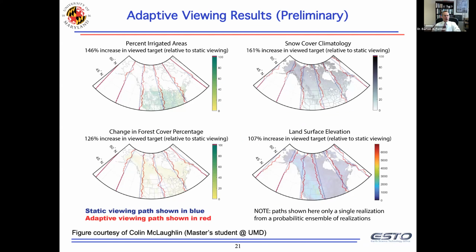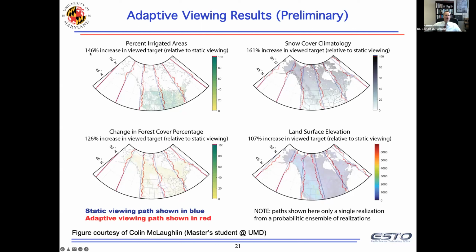We've done some work on adaptive viewing. Again, if we could slew the sensor a little bit to the left or right, can we see what we care more about? I have a master's student, Colin, doing some very nice work on this. And these results are preliminary and he's making very good progress.